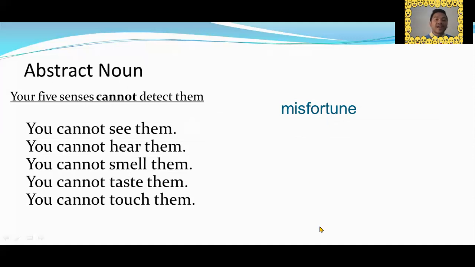Can you think of one more example or another example? Bravery. You know, you're being brave, you're being strong. We can see a person who is very strong, but you cannot see the bravery by itself. You cannot hear the bravery by itself. You cannot even smell, taste, and touch it. So this is another example of abstract noun. Another one is embarrassment. When you did something terrible and then you feel shy, you feel embarrassed, this is what we call abstract noun. We can see a person being embarrassed, but not the embarrassment itself.